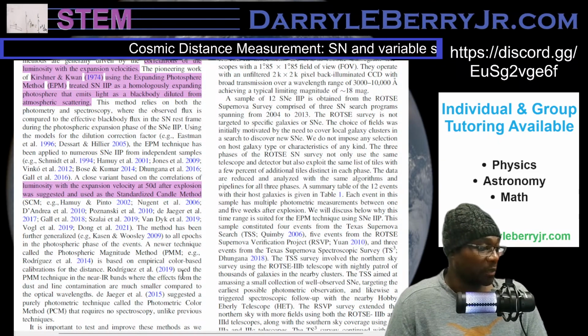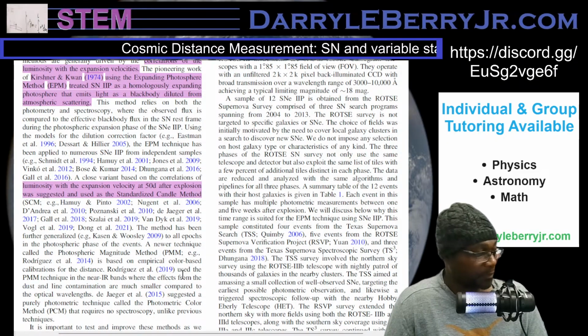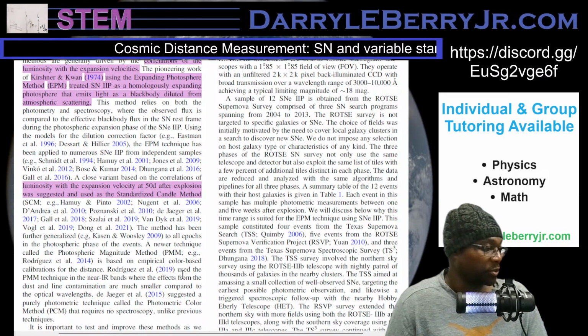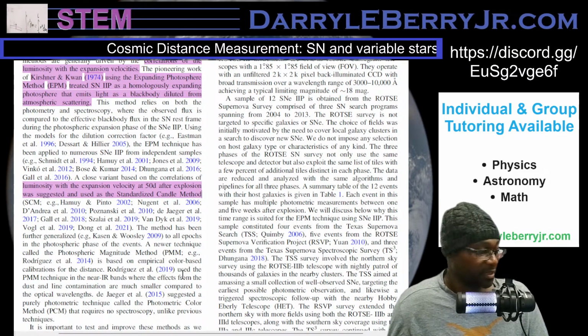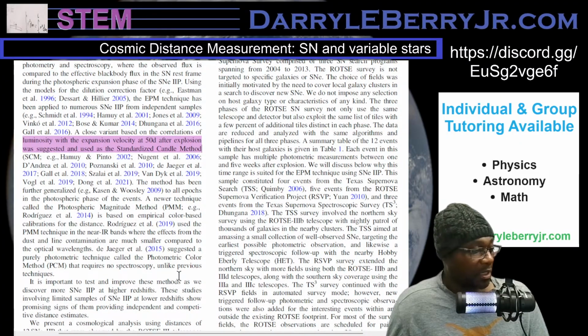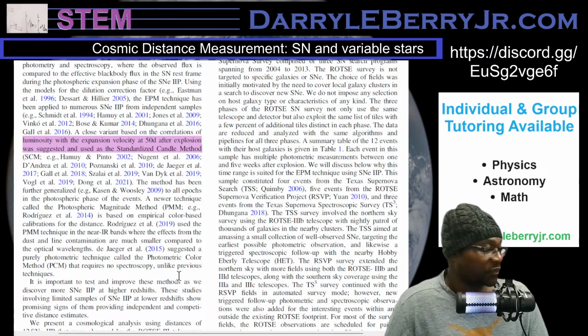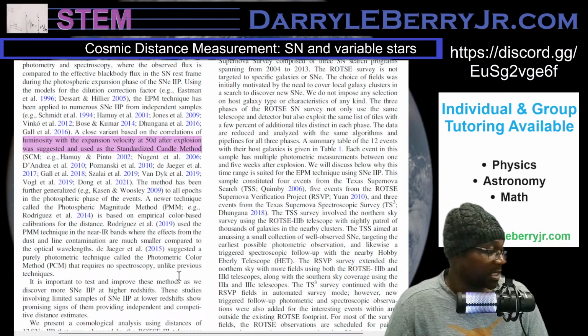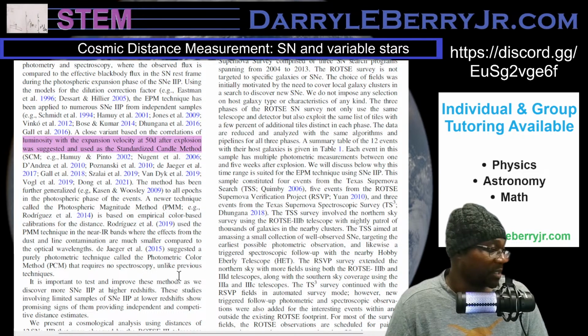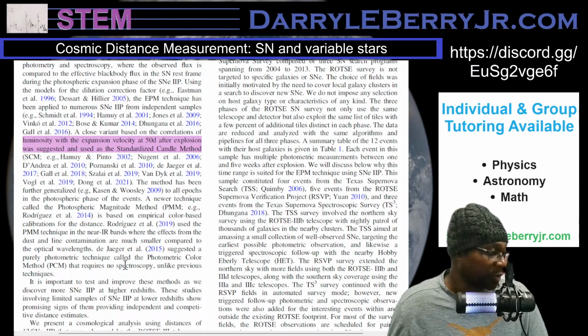A newer technique called the photospheric magnitude method is based on empirical color-based calibration for the distance. Rodriguez et al. utilized the photospheric magnitude method in the near-infrared band, where the effects from the dust in the line of sight are much smaller compared to optical wavelengths. Okay.